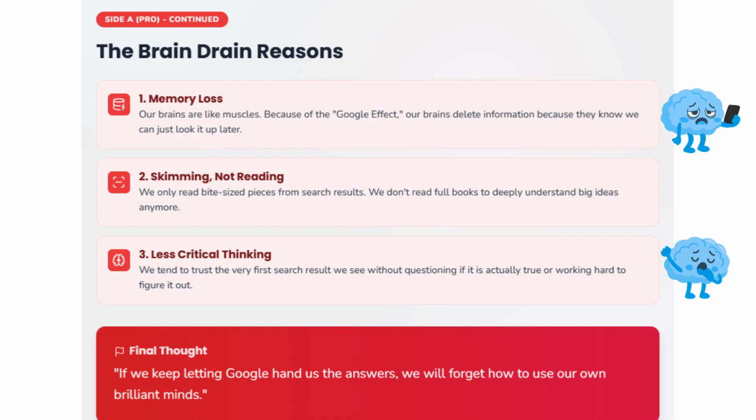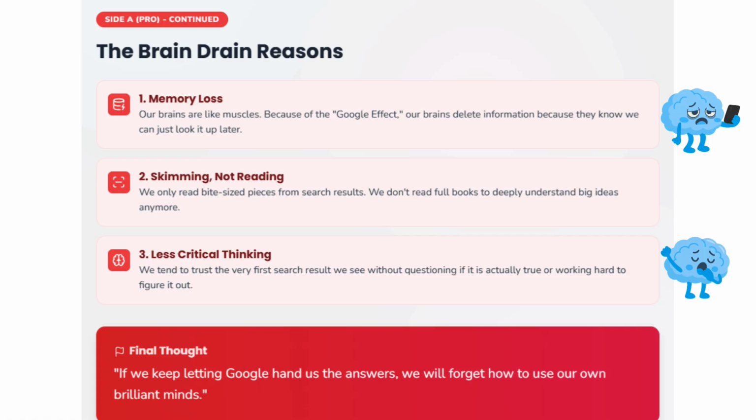First, let's look at argument 1, the memory trap. Some experts argue that relying on search engines is making our brains lazy. Think about it as a muscle. Because we know we can just look things up later, our brains quickly delete information instead of holding on to it. This is sometimes called the Google effect.